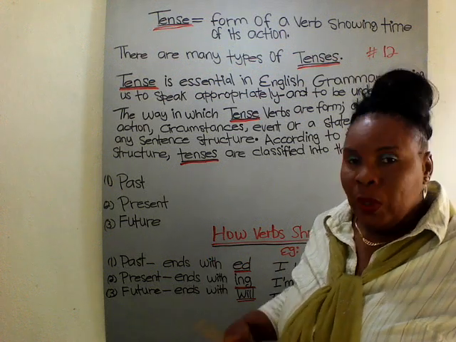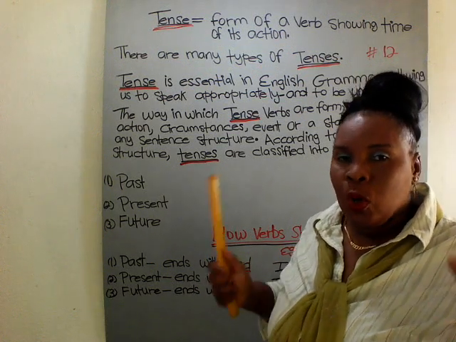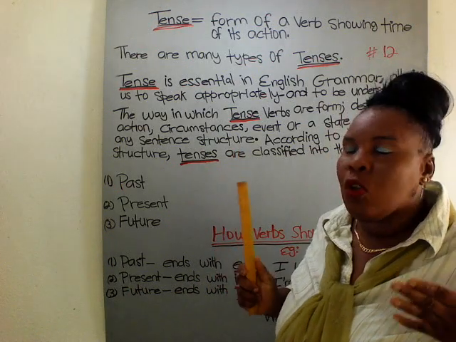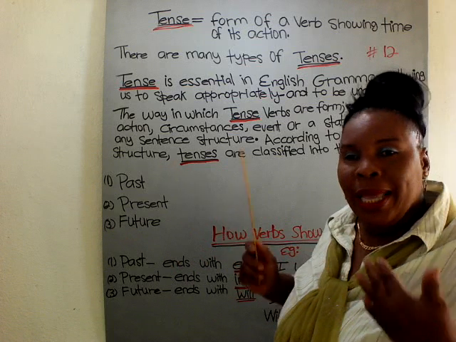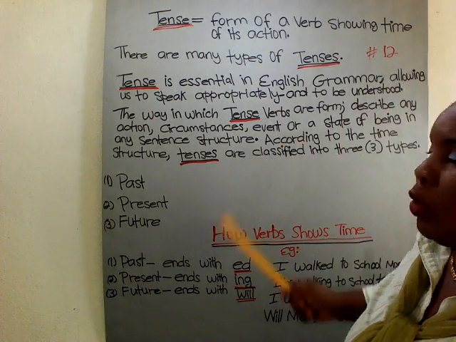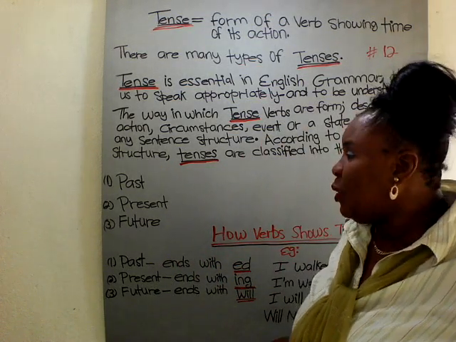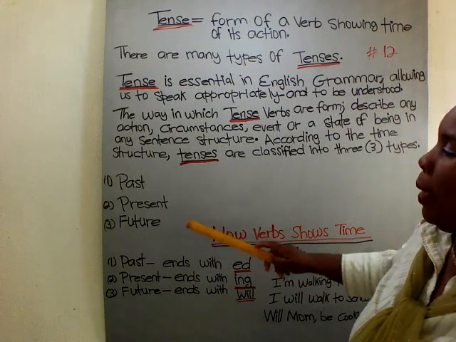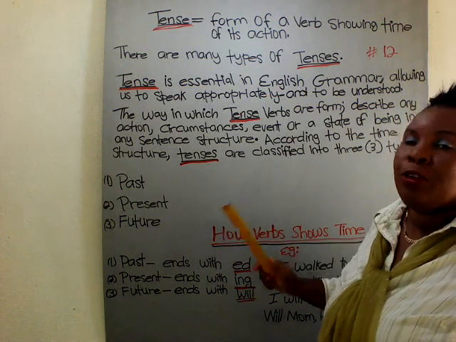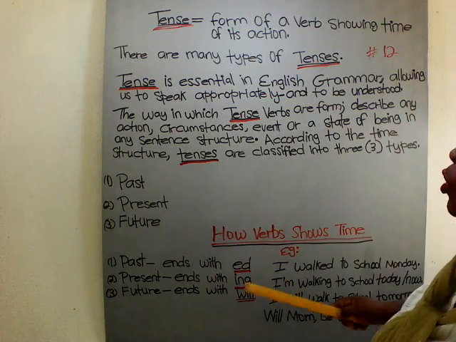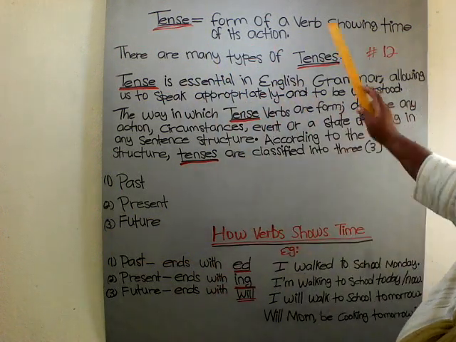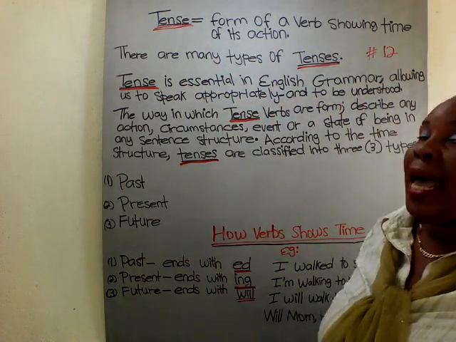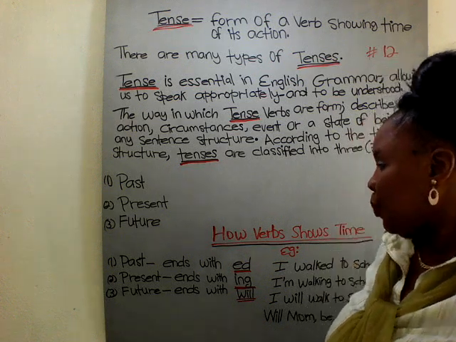Alright, so you English students, I hope you have your notebooks and you're writing down these notes. If you can't make it to school, you have this class here that will help you. So take out your notebooks and get these notes. Past, present, and future. These are the time structure for tense, right? And tenses are forms of a verb showing time and its action.